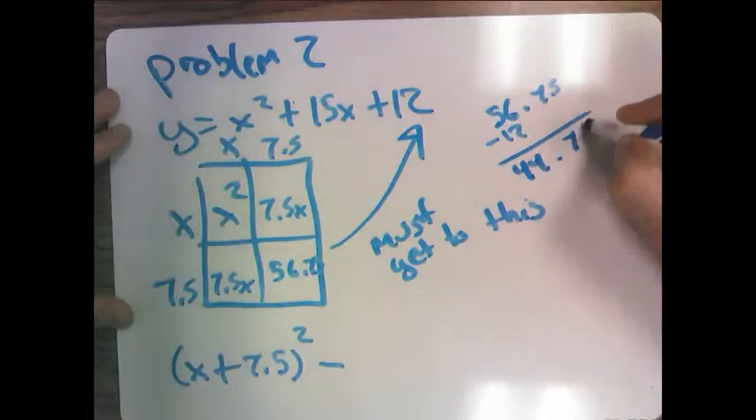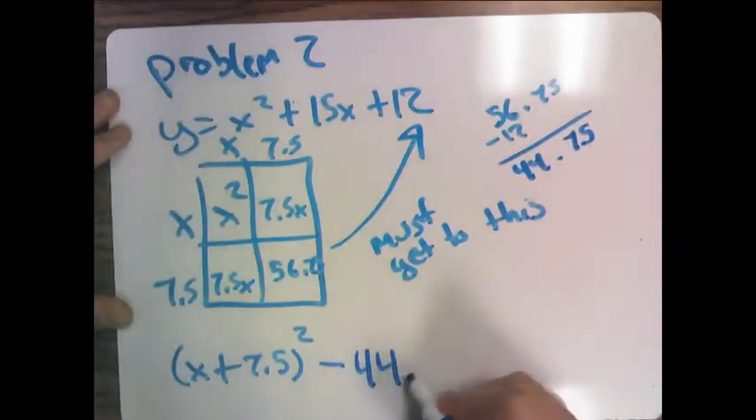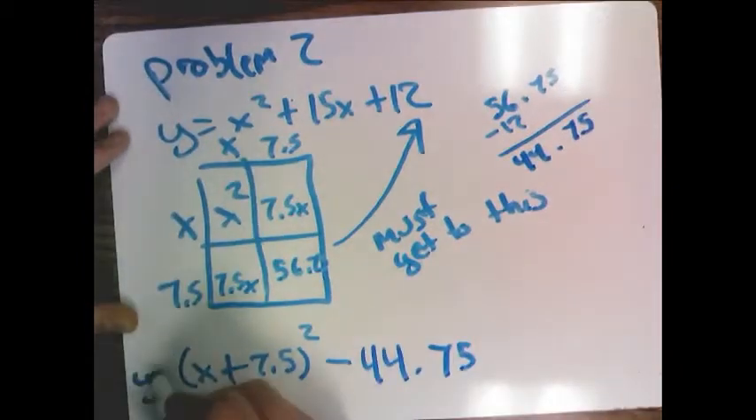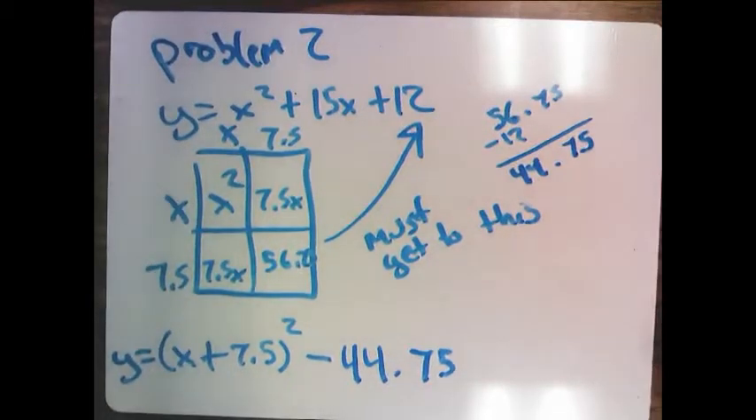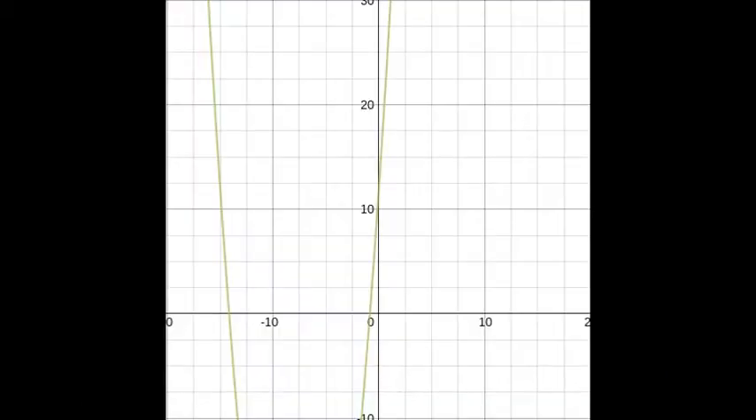Once we edit out my tiredness with time delay, see that we have to subtract the 44.25 to get back to the original 12. Now we have y equals x plus 7.5 squared minus 44.25. We're going to graph this. The vertex should be at negative 7.5, negative 44.25. As you can see, well, not really see on this graph, that's where it would be.